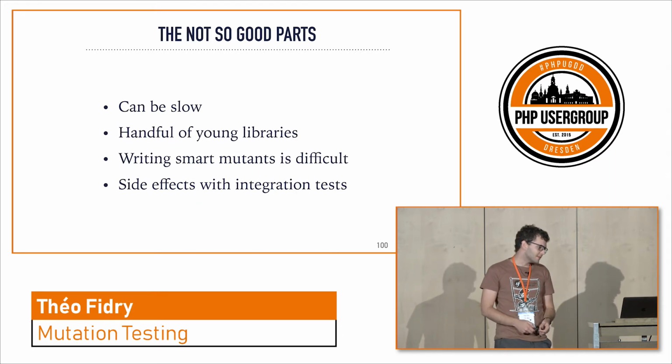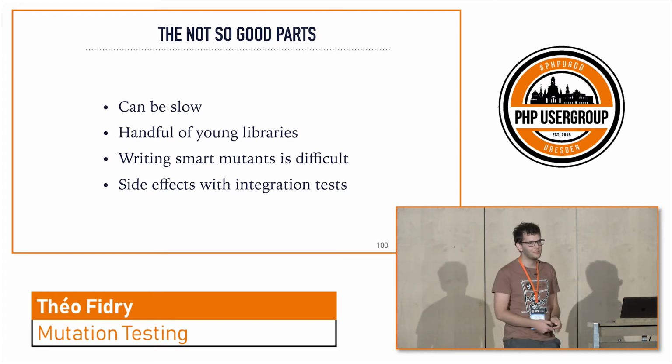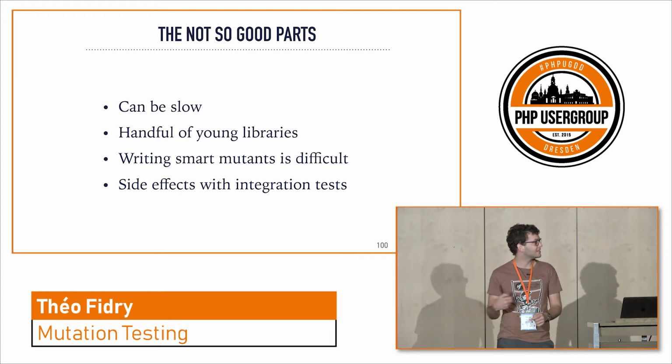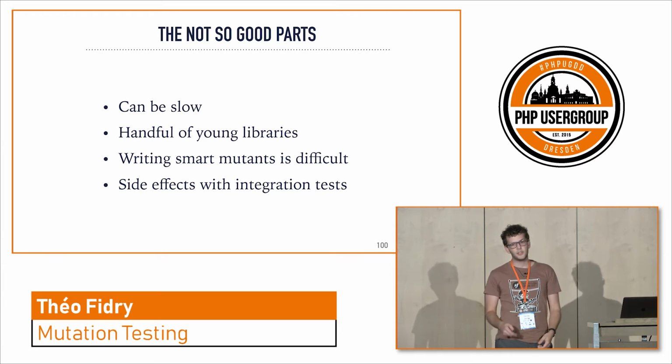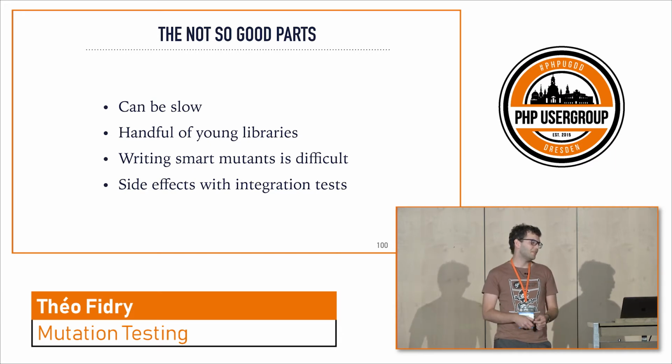So, the not so good parts. Don't say the bad parts. It can be slow. How slow depends on the nature of your tests. There are a handful of young libraries, and I'm not talking of just PHP, but in general in the whole IT industry, there are not many major libraries for that. Writing smart mutants is difficult. It's more of a technical problem. And there are side effects with integration tests.